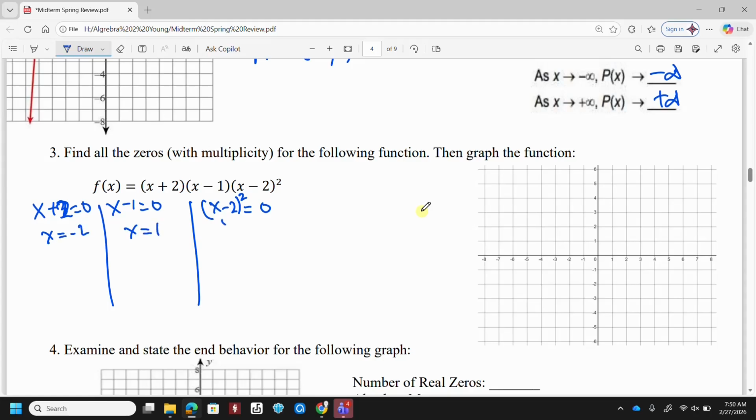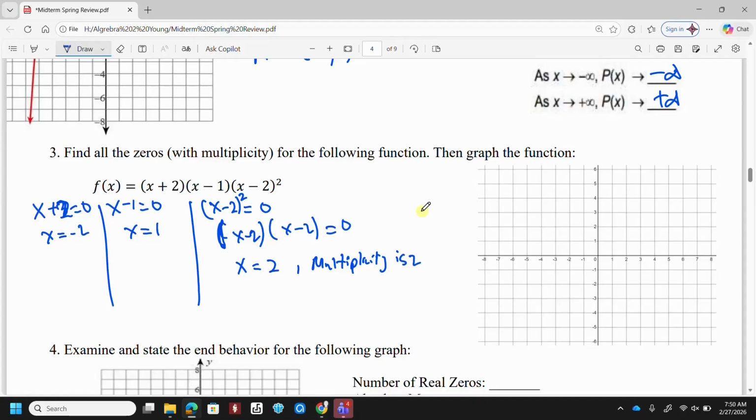Now, for this, x minus 2 squared is the same thing as x minus 2, and then you have another x minus 2. That's what it means. So then the multiplicity is 2, so you can just solve for this with x equal to 2. But you're going to have multiplicity 2. That means you're going to have 2 solutions of x equal to 2.